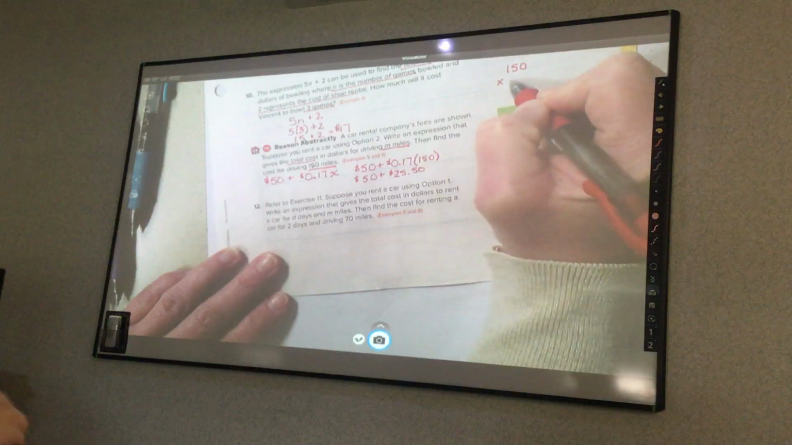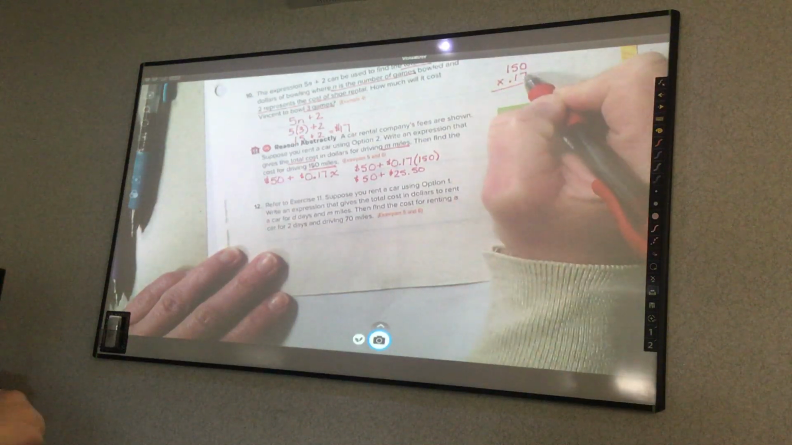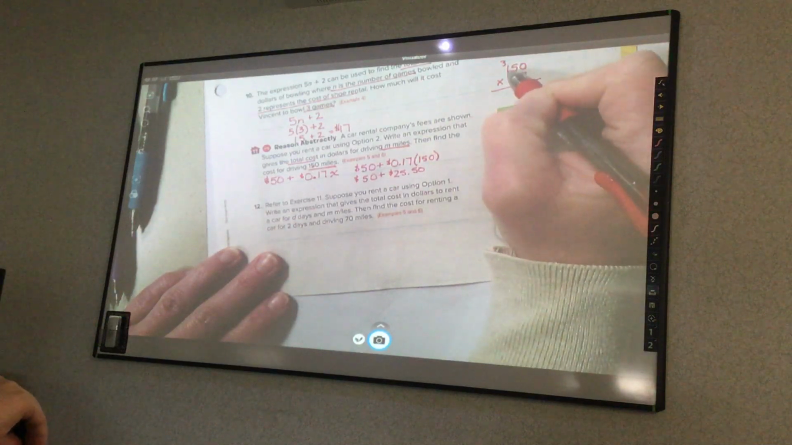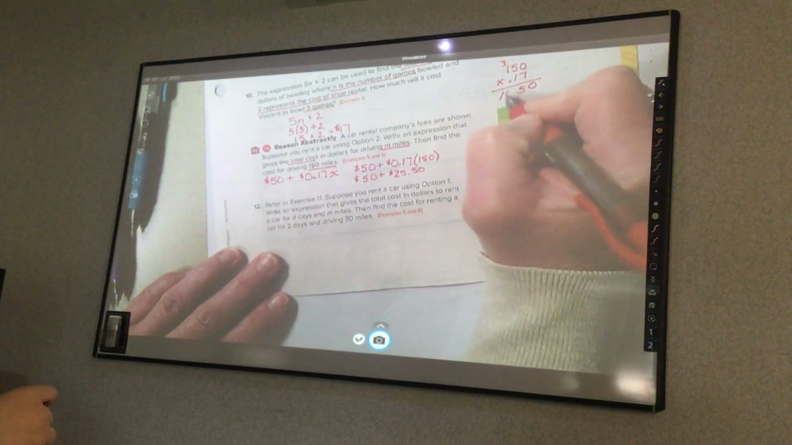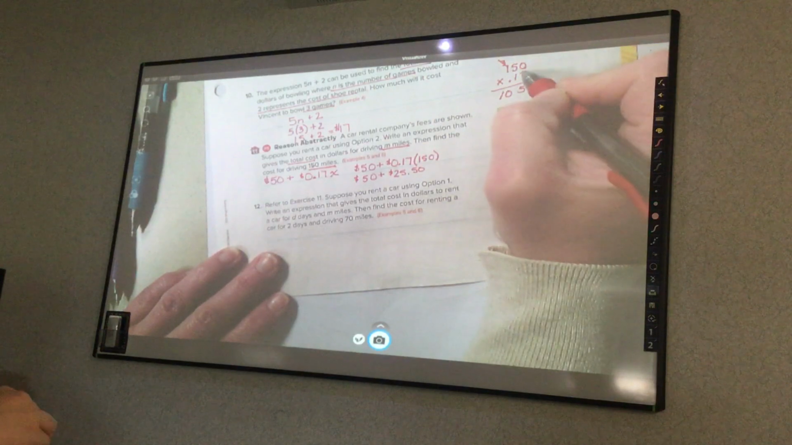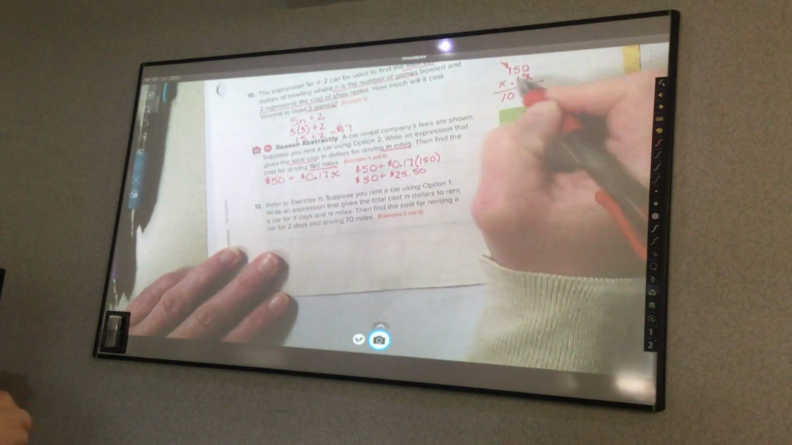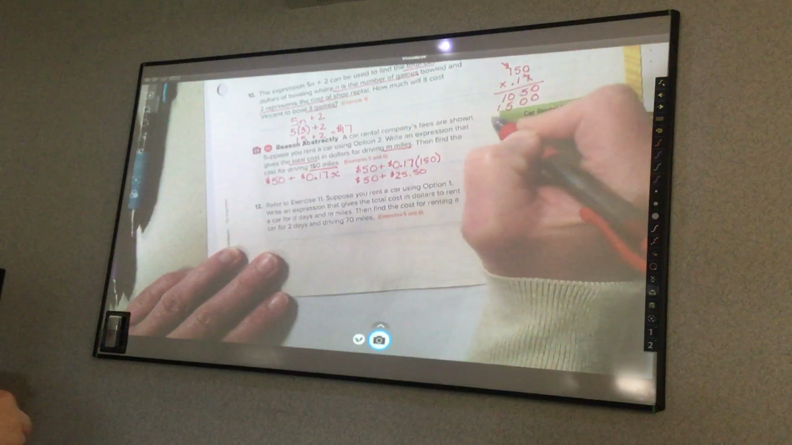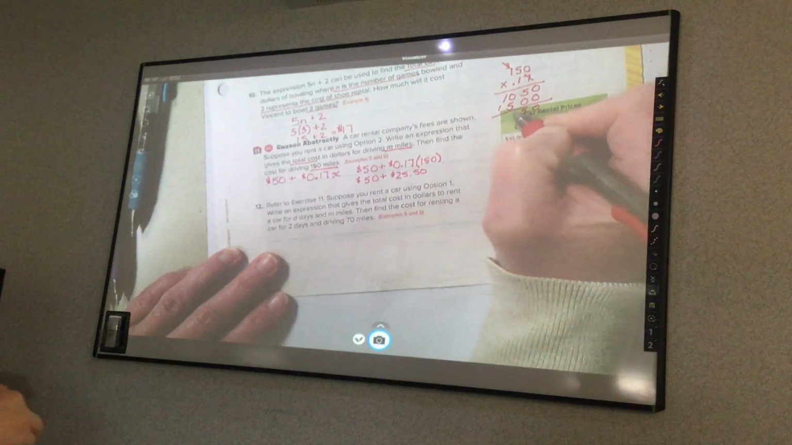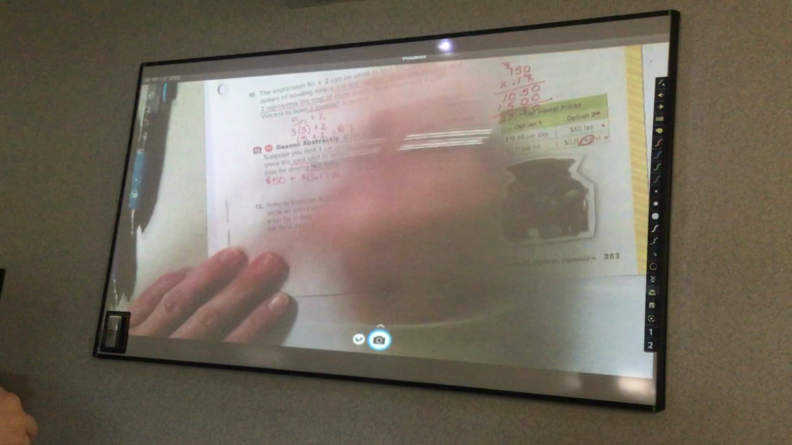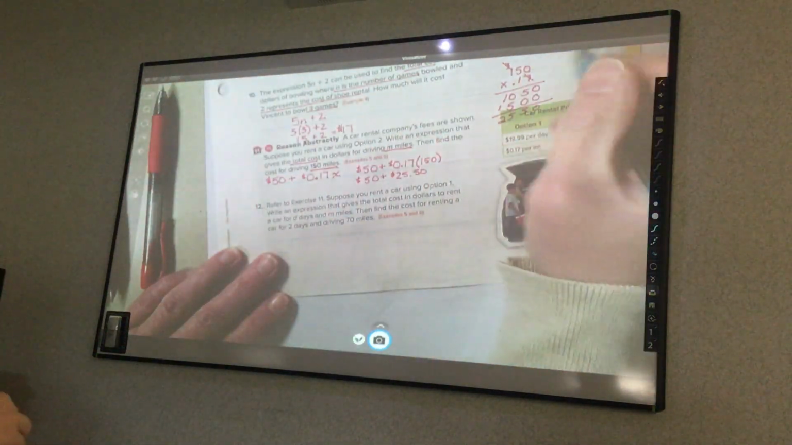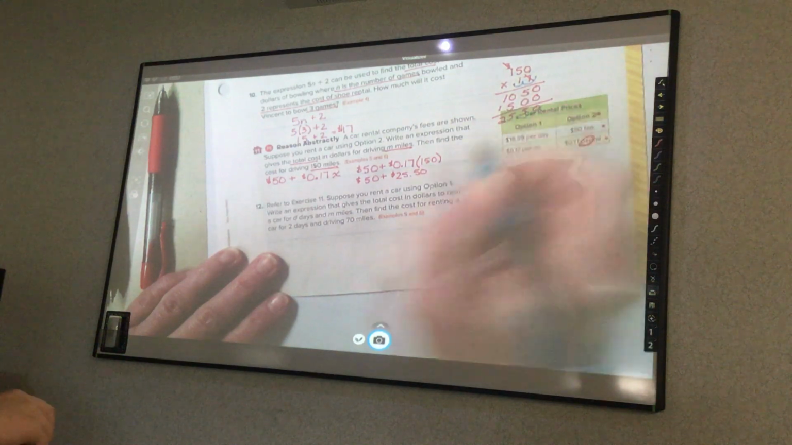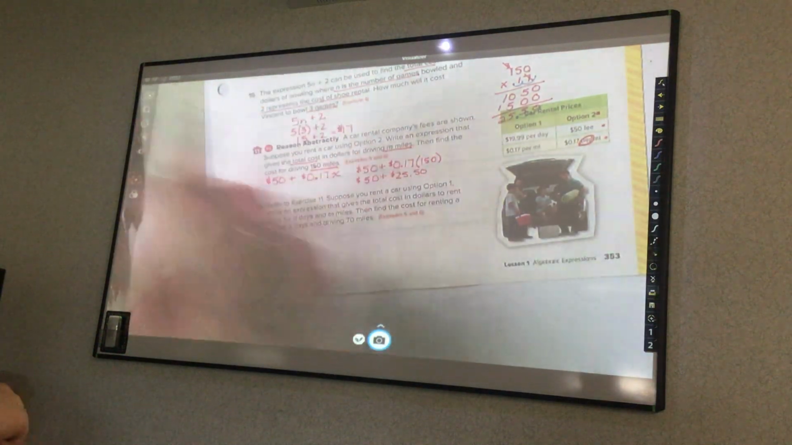If you don't know how to do that, you come over here and open some space. 150 times 0.17. 7 times 0 is 0. 7 times 5 is 35. 7 times 1 is 7, plus 3 makes 10. Cross off what you've used, add a 0. 1 times 0 is 0. 1 times 5 is 5. 1 times 1 is 1. Add them all up. Then you count your decimals, 1, 2, and I bring it over 1, 2, and that's how I got the $25.50.